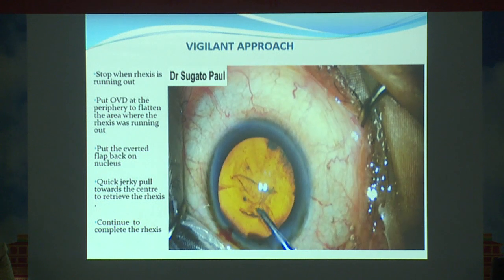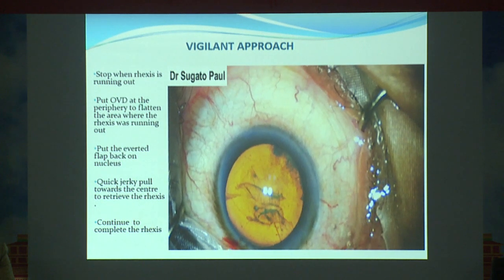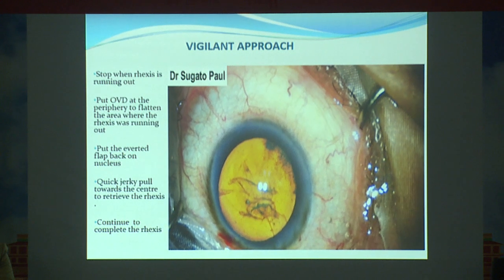The next slide also shows the same thing. Here I was probably a bit casual. Everything was going on, and then it extended at about the 3 o'clock position.